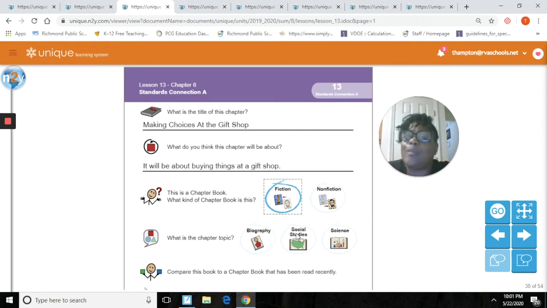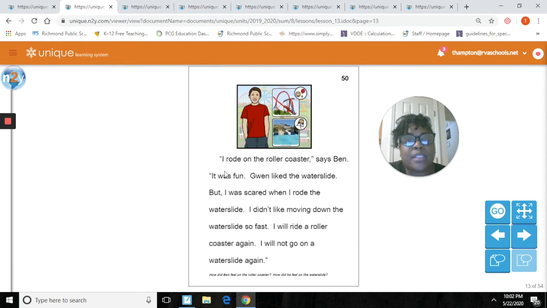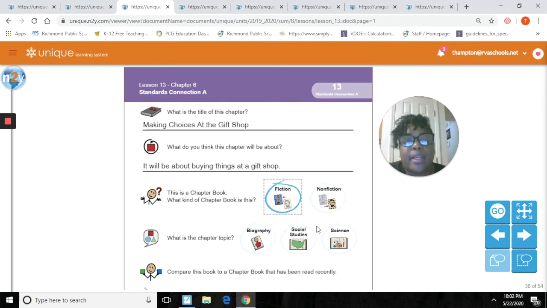Now, it's all about buying things, right? Do we learn about buying things in science? So we know that it's not science. Is this book about one person? Because a biography is usually about one person. If we go back over here and we look, we see one person here, but we see another person here. So it's not about just one person. So this must be a book that's centered around social studies, because in social studies we learn about buying things.